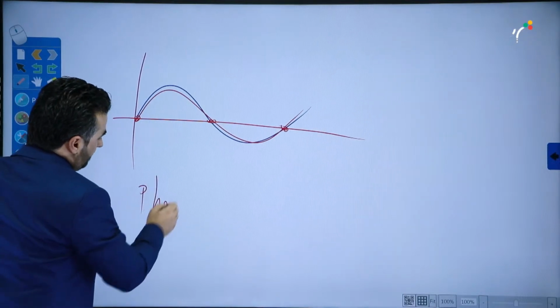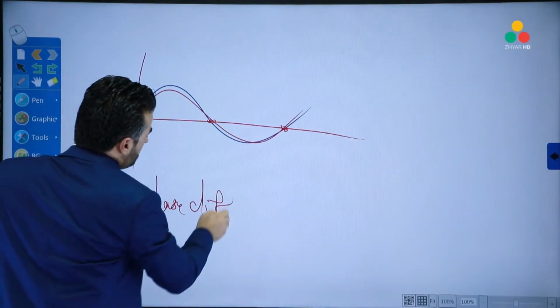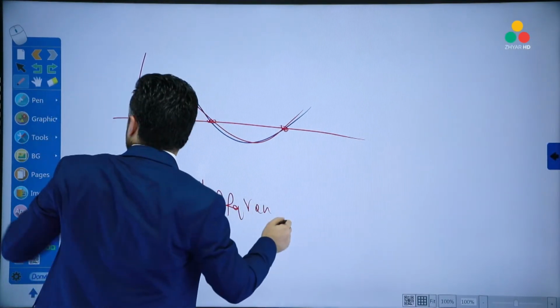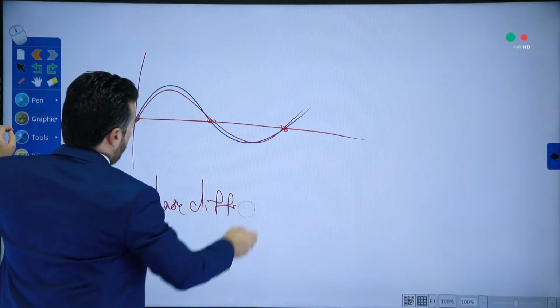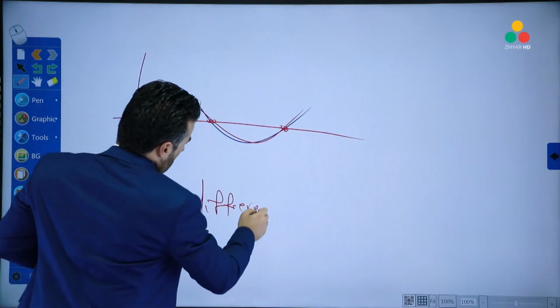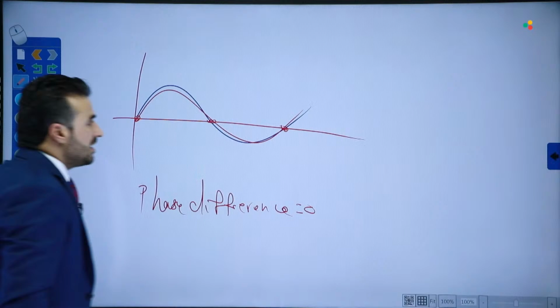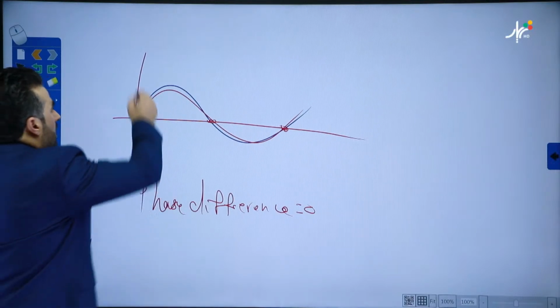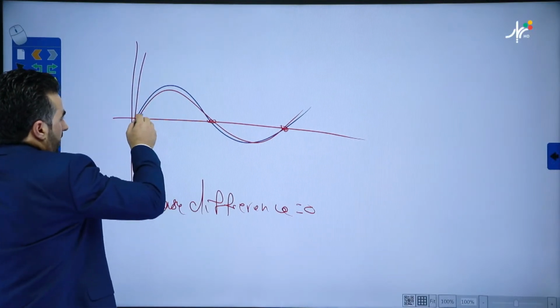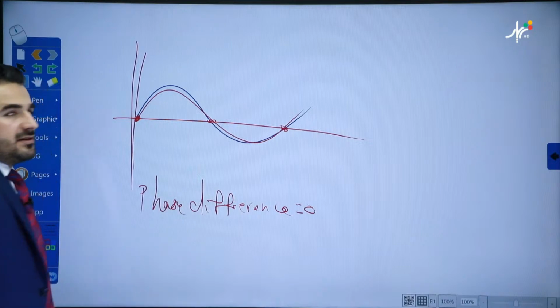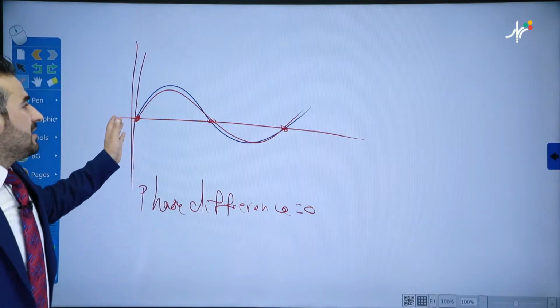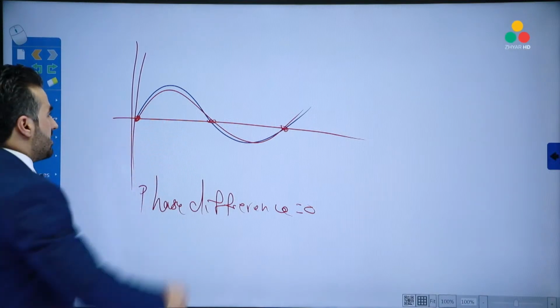So the phase difference between these two would be zero. Why? Because you can see here, these two waves are coinciding, or you can say these two waves are starting from the same point, or you can say they have the same phase there.